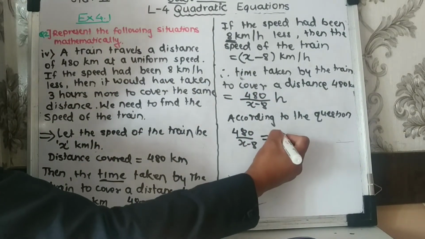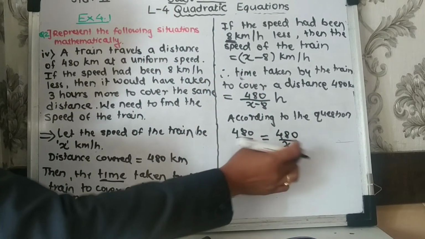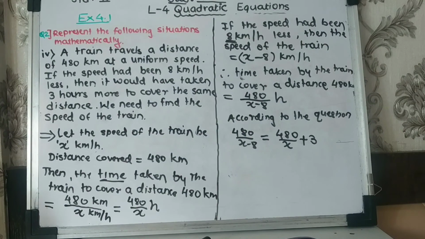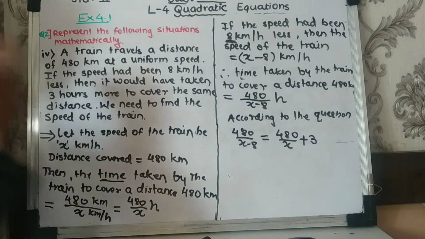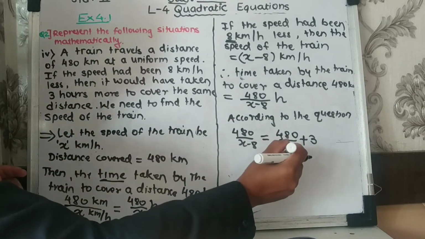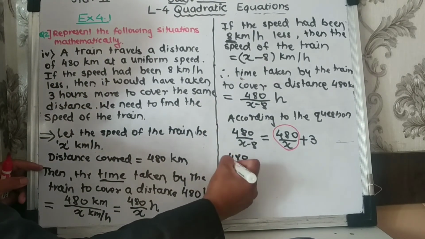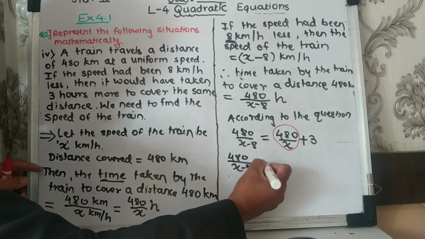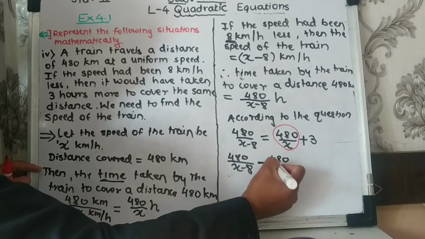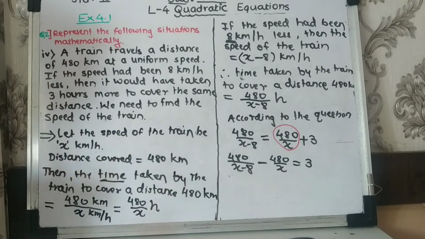The time in which we were earlier going to cover the distance is 480 upon x, so to that time we will add 3 hours. Right? Now let us solve it. We will shift this whole 480 upon x to the left side, so 480 upon x minus 8 minus 480 upon x equals plus 3, because it is subtracted when shifted. Got it? Only one term has been shifted.